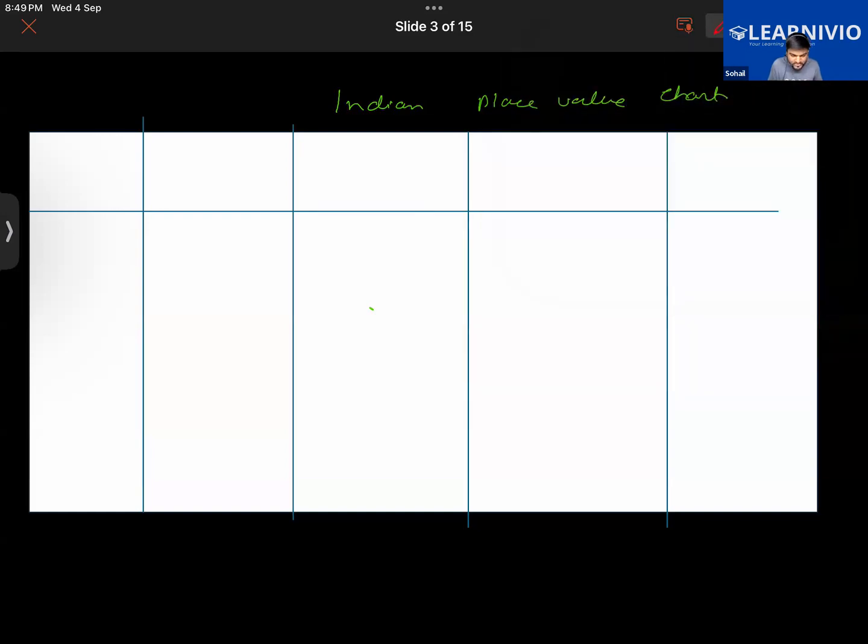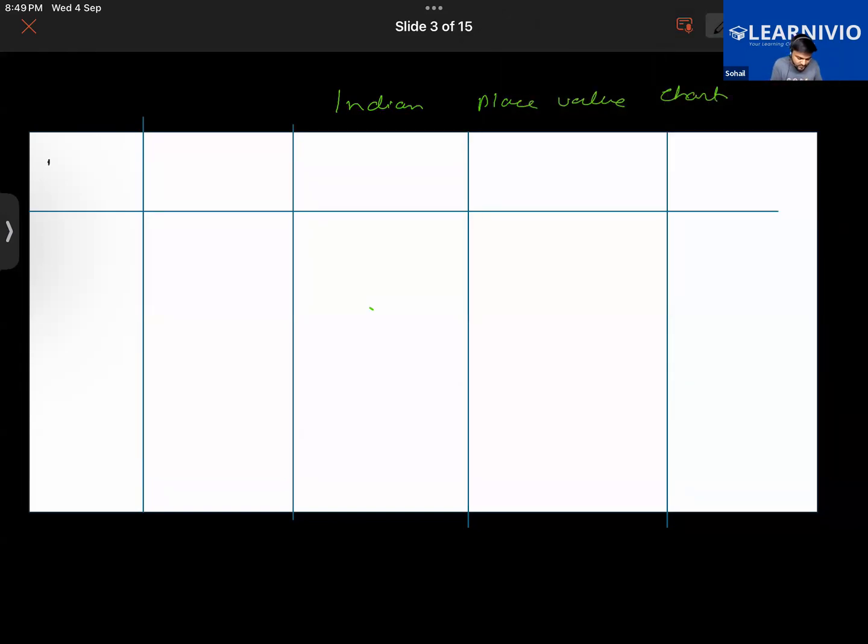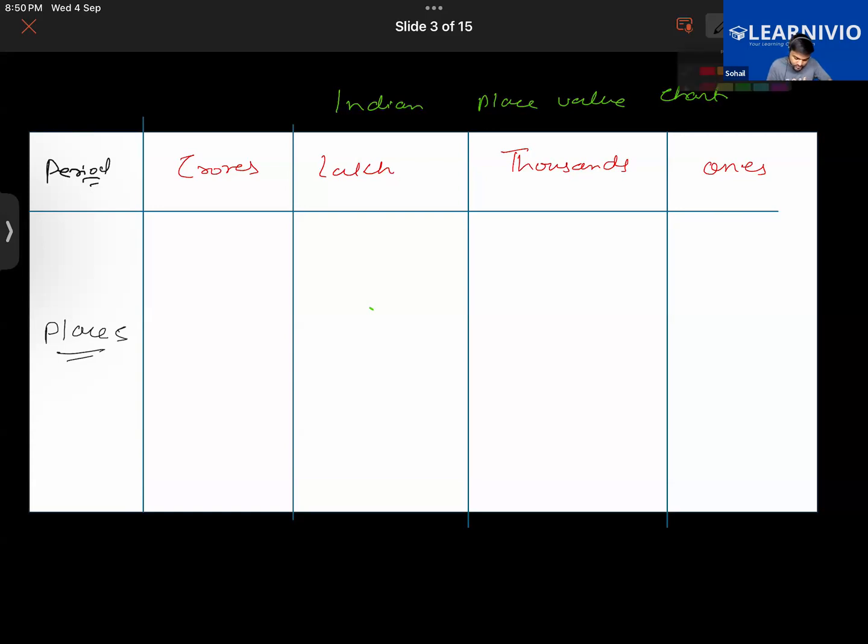We know that the Indian place value chart, the rows and columns, are basically divided into periods and places. These are different periods. For example, you have the ones period, then the thousands period, then the lakh period, and then the crores period. Getting it now? Why isn't there 100 in here? There is going to be. Just pay attention here.